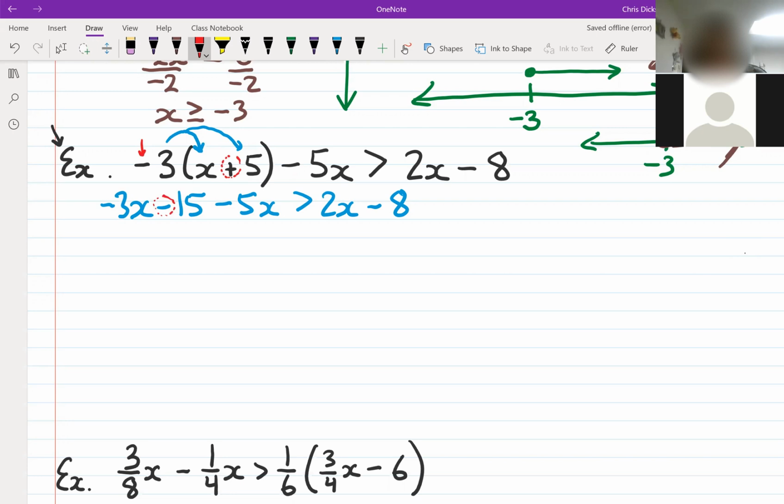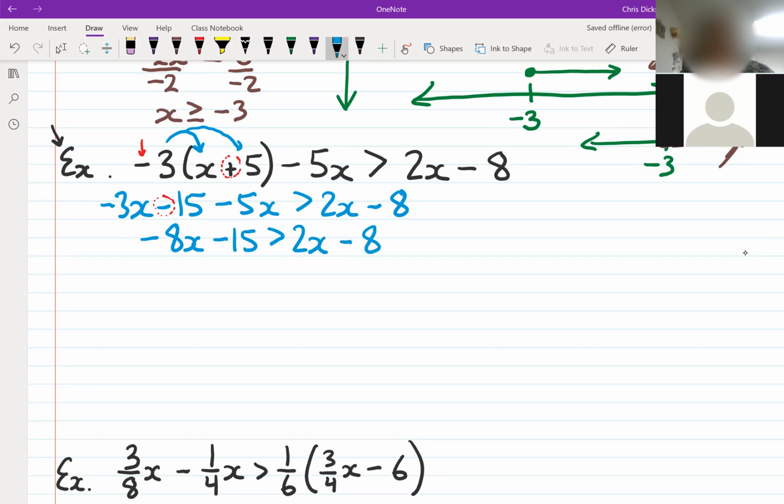So that's something you want to be really careful about with all these brackets and stuff. Okay, so I've got -3x and -5x. Well, -3 and -5 makes -8x minus 15 is bigger than 2x minus 8.